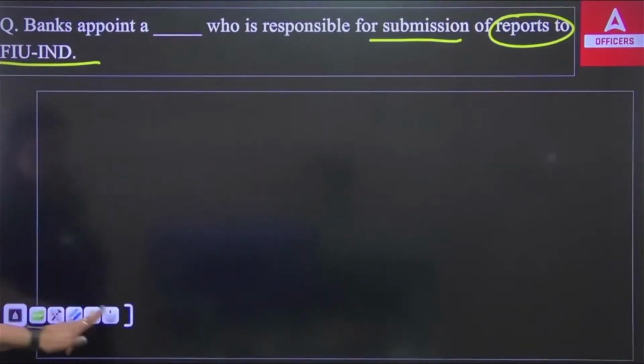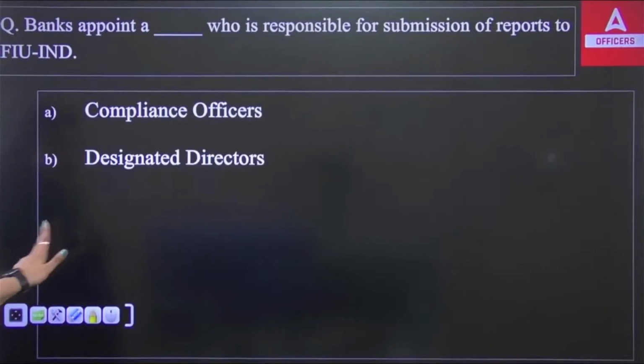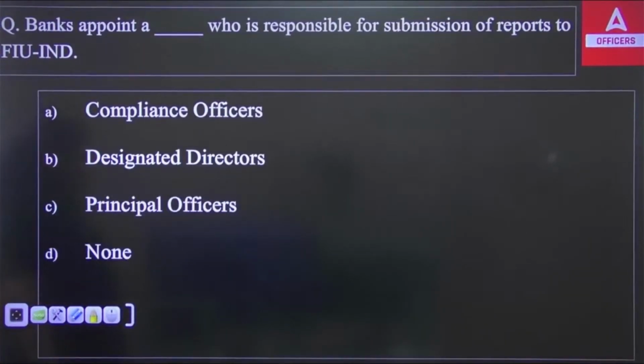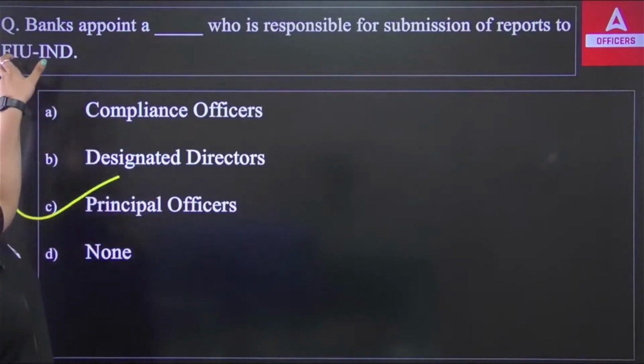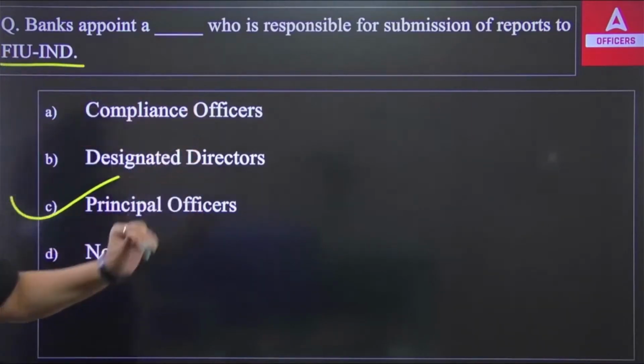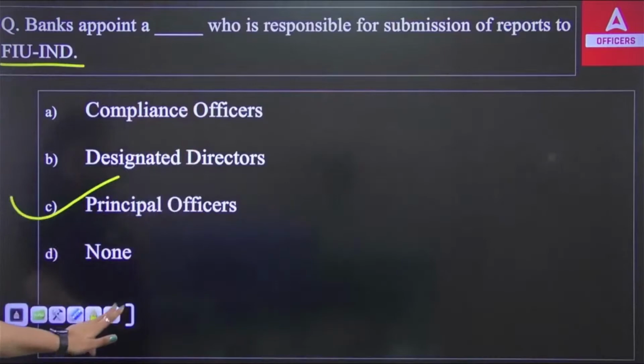And who submit these reports? Compliance officer, designated officer, principal officer, none of the above. So who submit these kinds of report? The report should be submitted by the principal officer of a bank. So he will submit the report to FIUIND, all the 5 types of report that I have told you. Okay, now next.